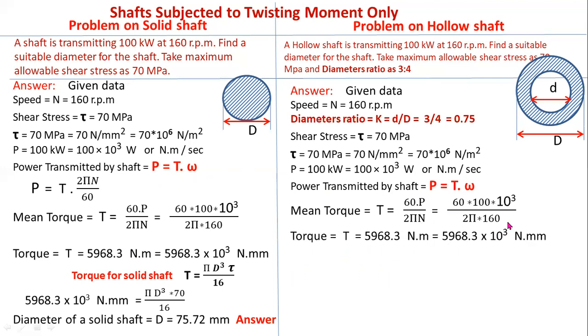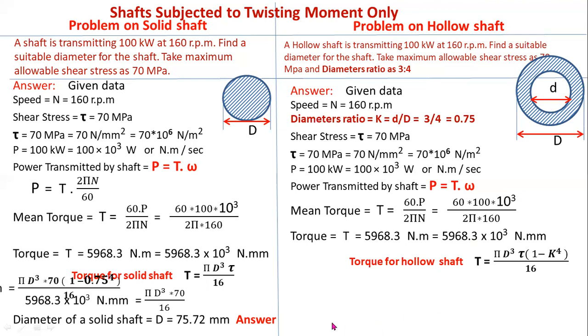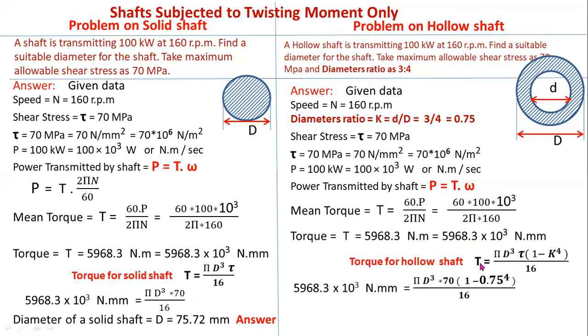After getting the value of torque, you have to use the torsional equation for the hollow shaft. Torque equal to pi d cube by 16 tau into 1 minus K power 4. This is the formula for the hollow shaft. This formula is the only difference between solid and hollow shaft. Remaining values are the same. Now substitute the value of torque and shear stress in this equation, and you can get the value of the outer diameter of the hollow shaft. Outer diameter capital D equal to 85.96 mm.